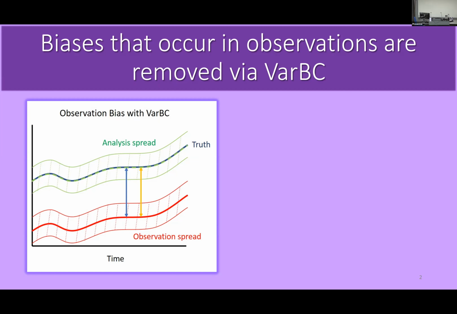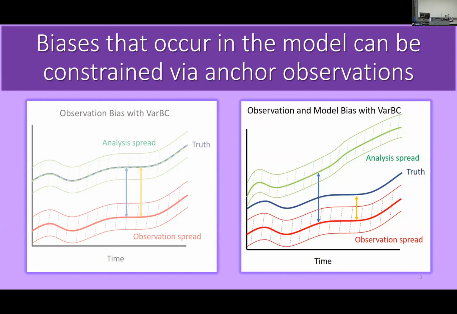If we know what the model is, then we can just compare the observations to the model and work out the bias in the observations. However, our problem comes when there's a bias in the model. So in this case, this green line is no longer centered over the truth. And so when we compare the observations to the model, we're comparing them to the model bias. And so the observations would be corrected wrongly towards the model bias. They'd be pulled towards the model bias.